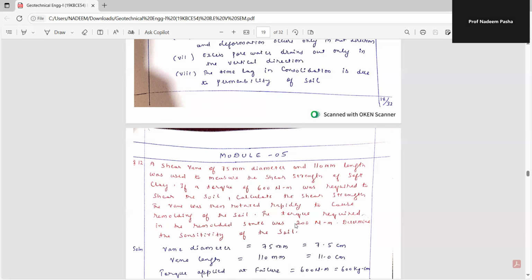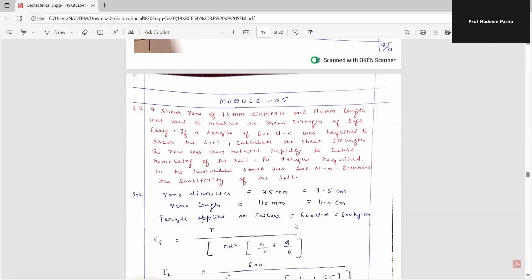So what are the things given to you? Vane diameter is given as 75 mm. You convert this into centimeters, it will be 7.5 centimeters. Vane length is 110 mm, again it will be 11 centimeters. Torque applied at failure is 600 Newton meter.